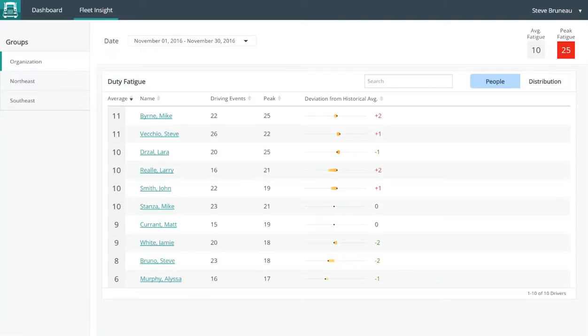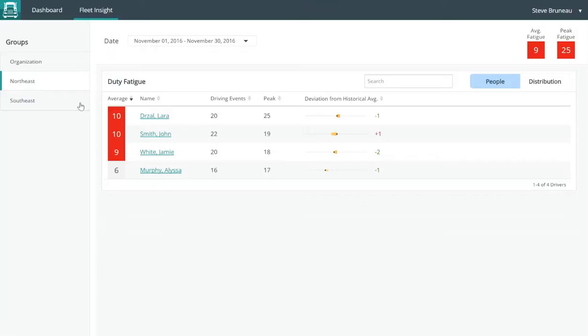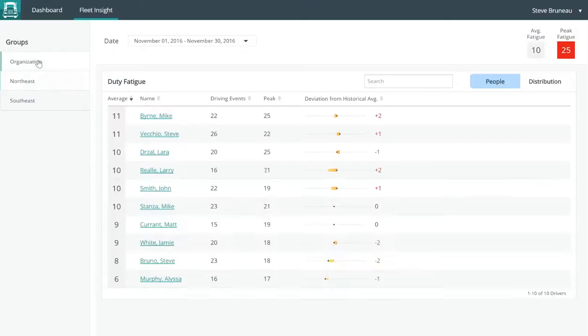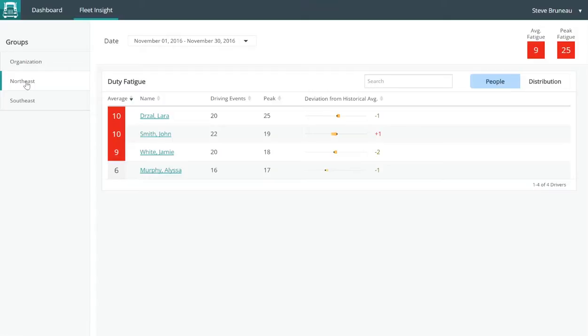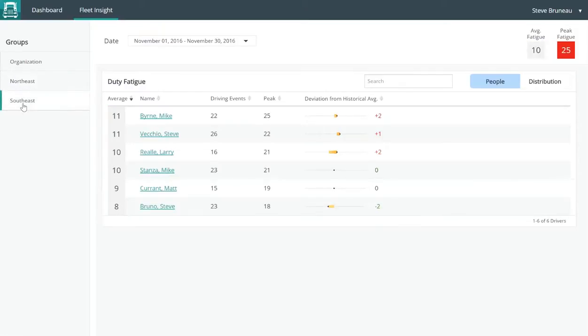The next thing I want to do is I want to look at my groups. Now you'll notice that people here are popping with red, where at the organization level they weren't with red. That's because the organization has one threshold of fatigue, and each of these other groups may have a different level of fatigue threshold. So when you exceed the threshold for that group, of course, it's red. Similarly, with the Southeast group, it's a different threshold as well.